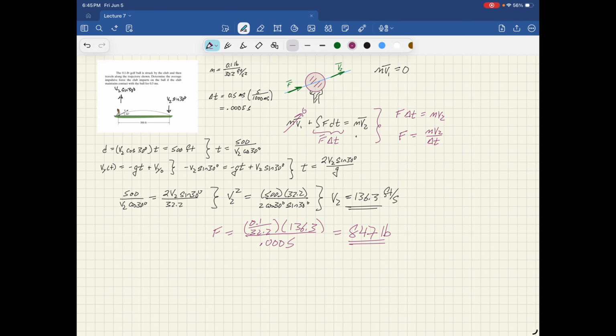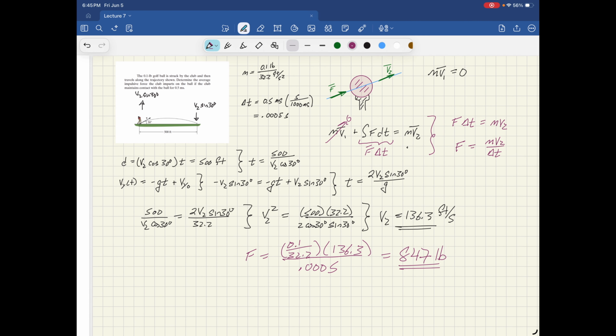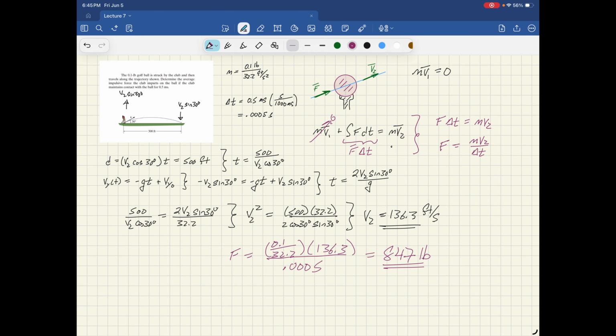Okay, so kind of a fun problem, not that much in dealing with the momentum, impulse and momentum, pretty straightforward. The challenge of this one was going back and making sure you remember how to do projectile motion.